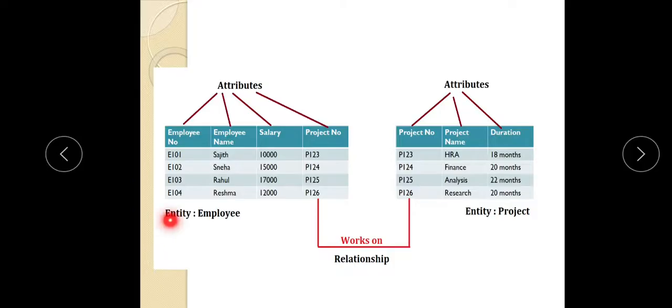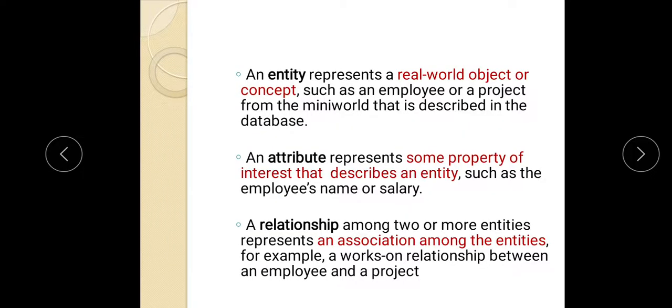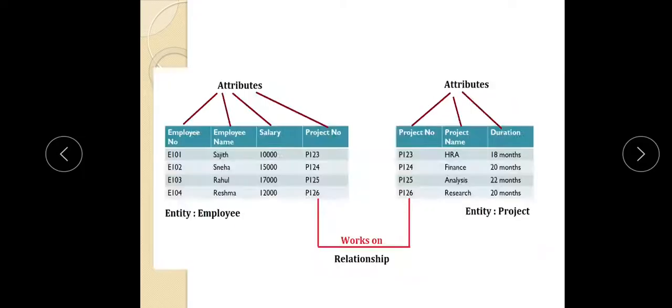So this is an entity. Entity is nothing but a real world object, as I said. So employee is a real world object, project is a real world object. So what are attributes? Attributes are the properties that describe the entity. Properties that describe an entity are called attributes.